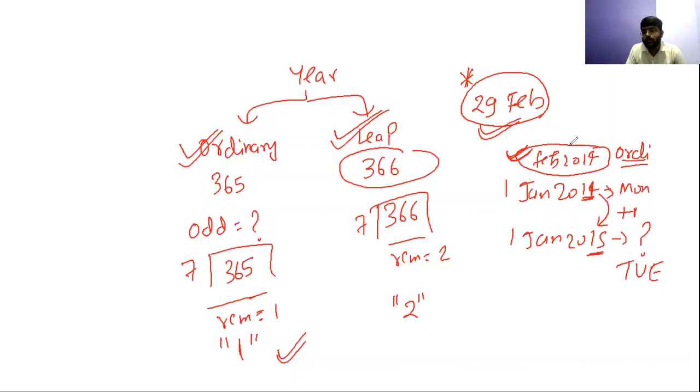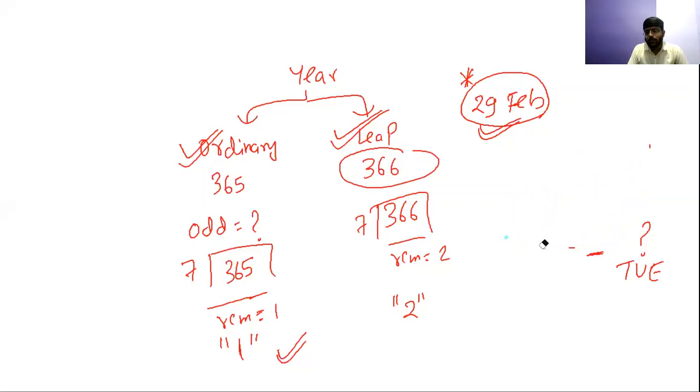Let's suppose you were crossing the February of 2016. So it will be a leap year, so you will add 2 here. Okay, so let me discuss more examples so that it becomes very clear to you.